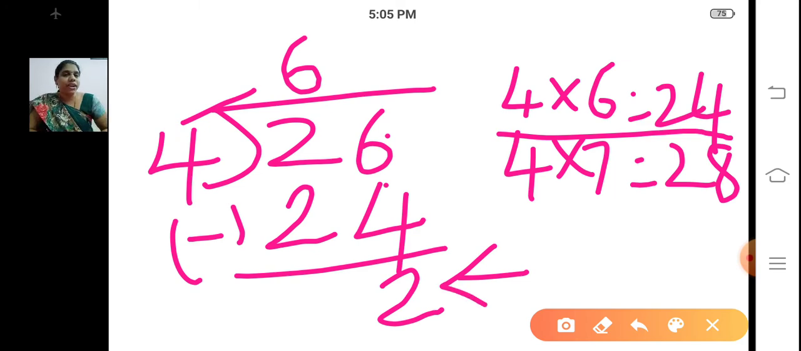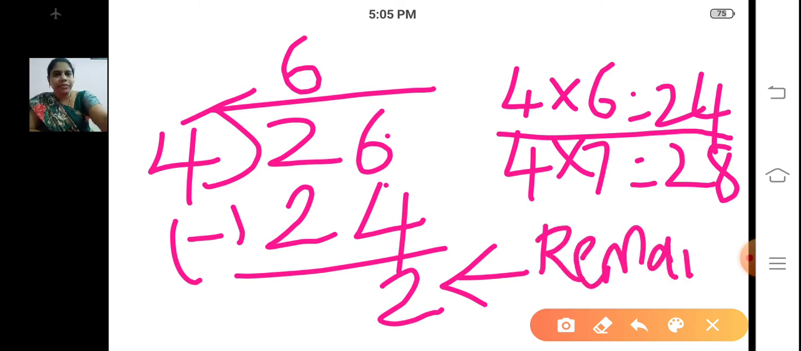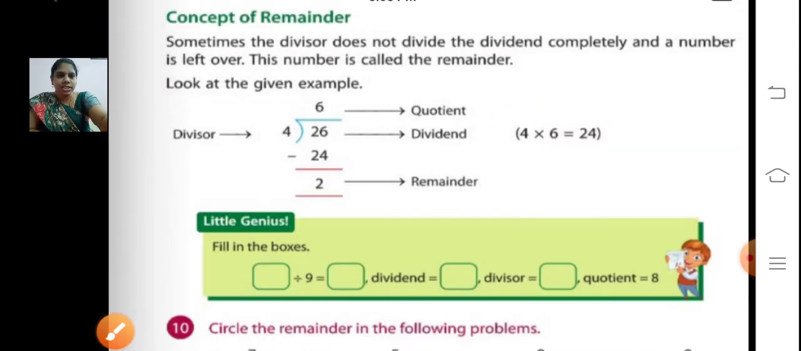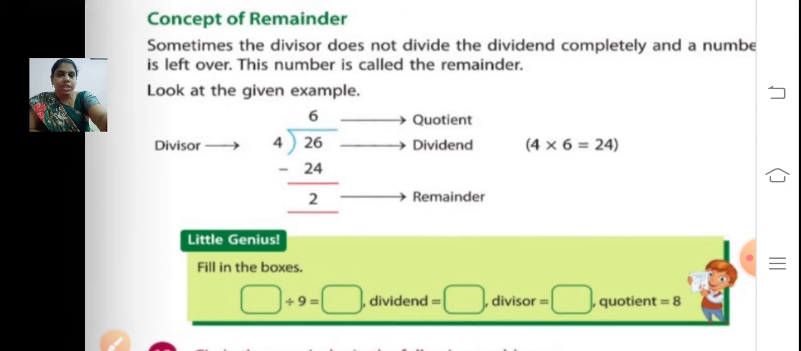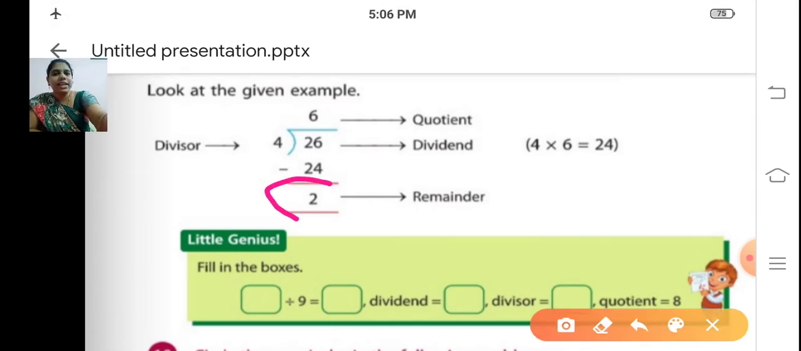When we divide, the divisor does not divide the dividend completely and some number is left over. That number is called as remainder. R-E-M-A-I-N-D-E-R. Remainder. So this is the concept.